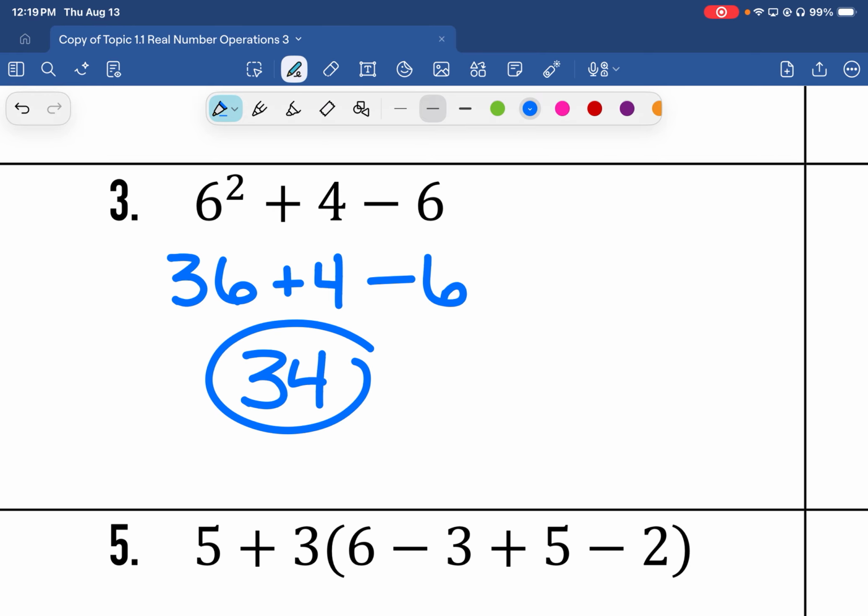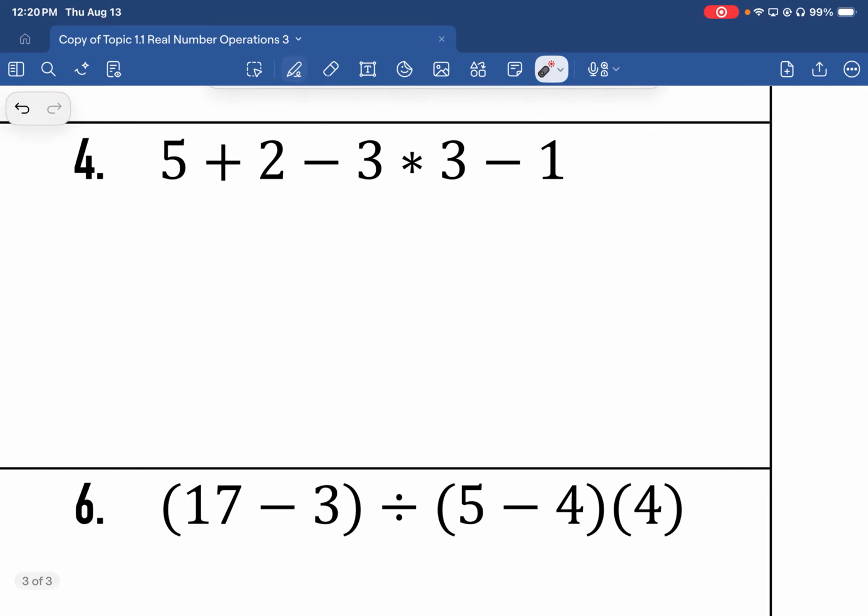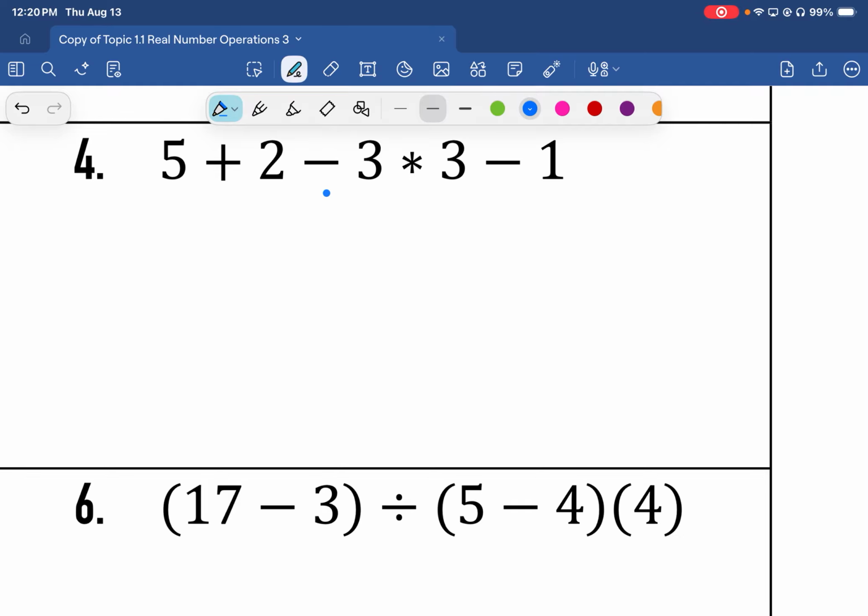All right. Now, for number 4, what part do we do first? The multiplication. What am I multiplying? Negative 3 times 3. Okay, so we have 5 plus 2. What is negative 3 times 3? Negative 9 minus 1. And then we just finish combining those.